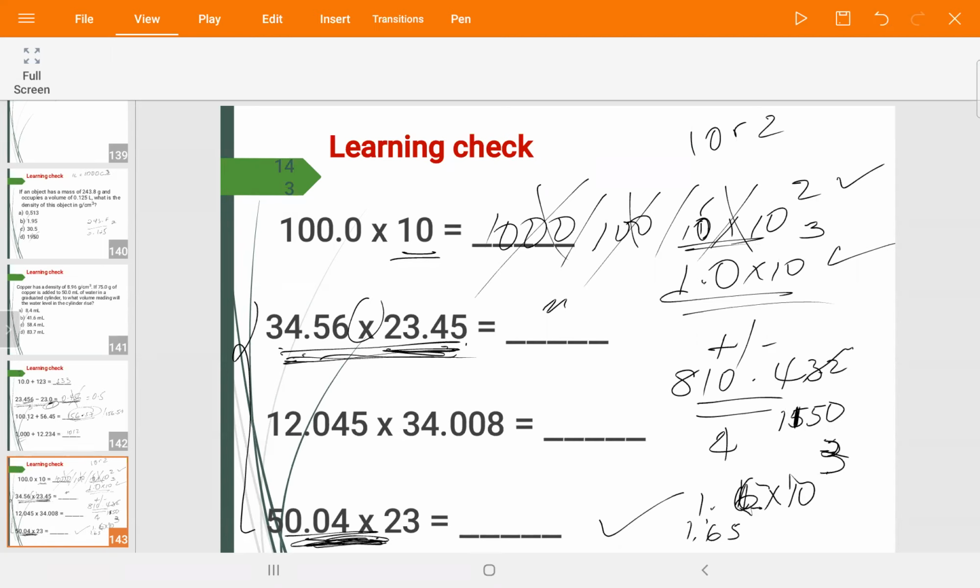Because this number has only two significant figures, your answer should also have two significant figures. So here it will be 1.2 times 10 to the power of 3.